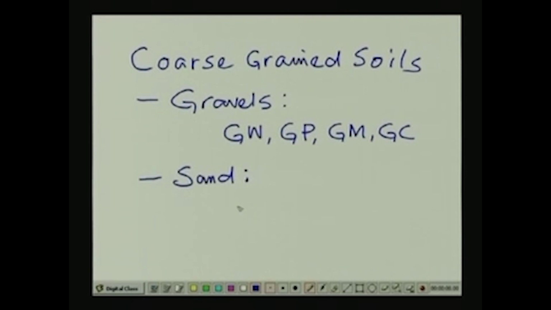In case more than 50% by weight of the soil particles are composed of sand size particles, these also have four subcategories: well graded sand, poorly graded sand, silty sand and clayey sand. So that is in a nutshell the procedure used in the Indian standard classification system for classifying fine grained and coarse grained soils.